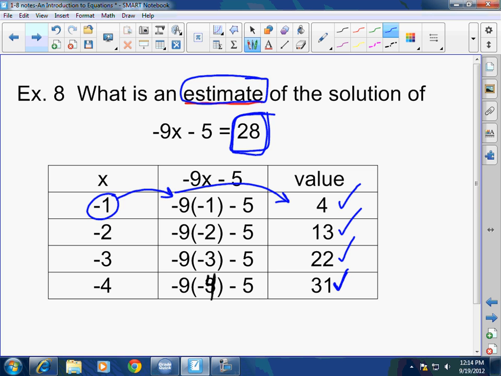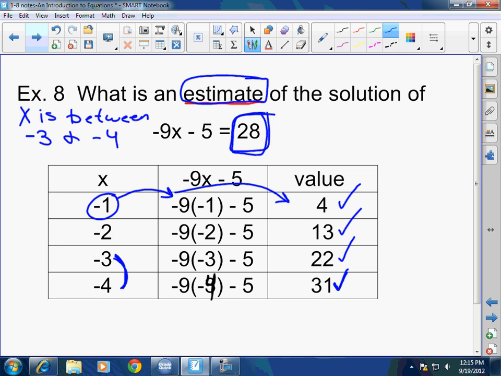Yes, sir. Okay, negative 3.5 he gave me. You're giving me an exact value, so we don't know that yet until we solve it. However, isn't the answer going to be somewhere between negative 3 and negative 4, guys? Doesn't 28 fall in between 22 and 31 somewhere in there? So the solution to this is x is between negative 3 and negative 4. Maybe it's negative 3.5, maybe it's negative 3.2, maybe it's negative 3.6, maybe it's negative 3.8. But it's somewhere between negative 3 and negative 4.